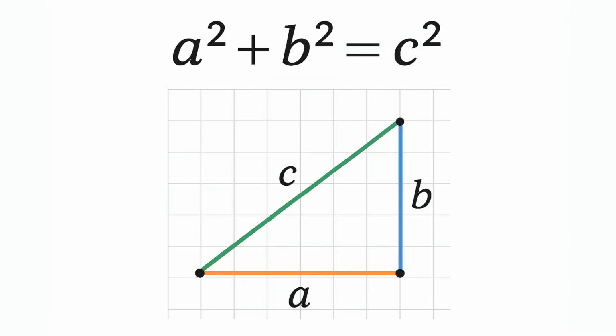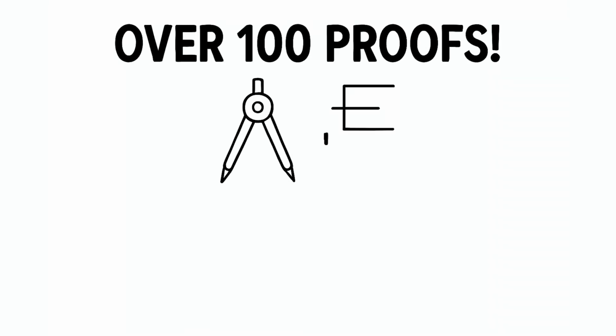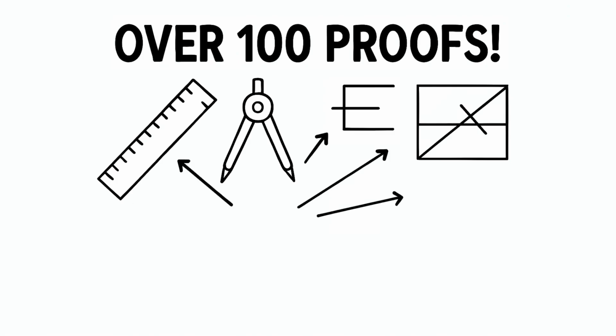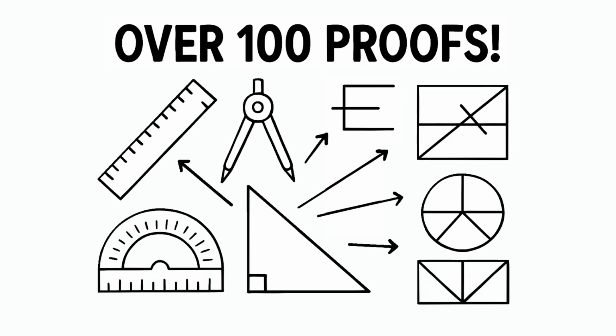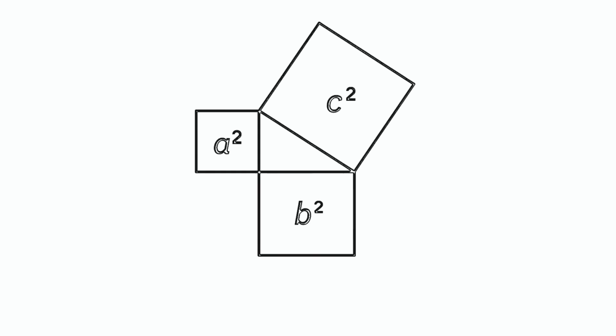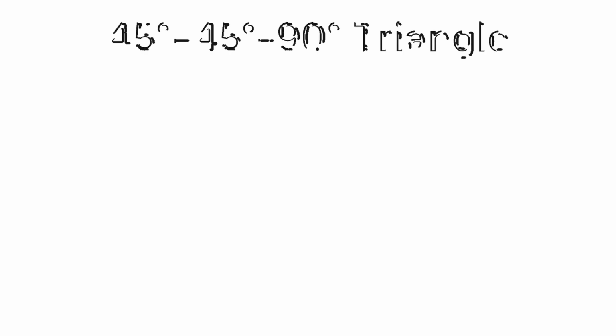Now, what about proofs? There are over 100 different proofs of the Pythagorean theorem. One famous idea uses areas. You can draw a square on each side of a right triangle. The area of the big square on the hypotenuse turns out to be exactly the same as the combined areas of the two smaller squares on the legs. That's another way of saying a squared plus b squared equals c squared.